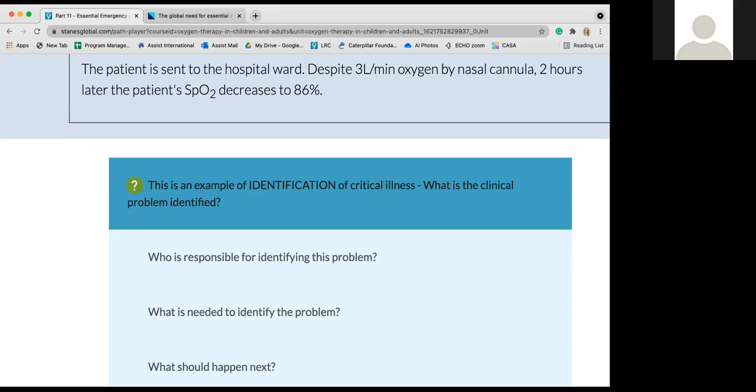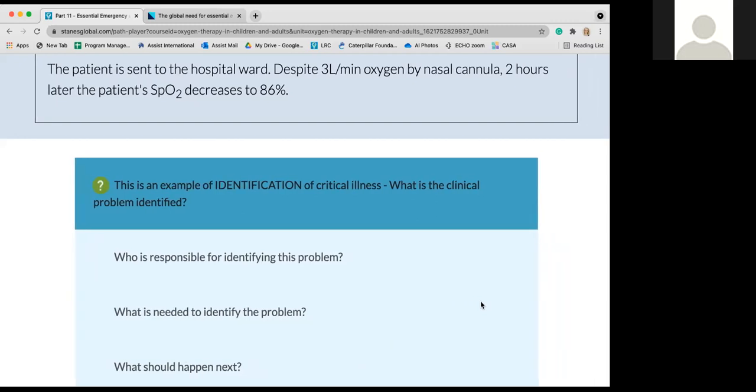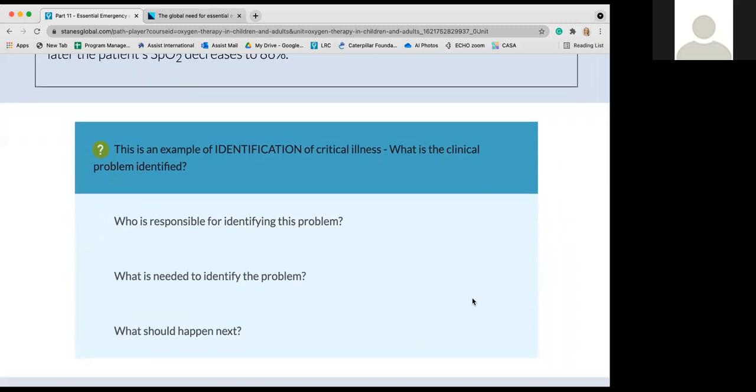So, and then this is just to save time. This patient has hypoxemia, and the nurse will be able to identify that, call for help, and then increase the amount of oxygen, and then initiate the diagnosis and the treatment as the next step. So yeah, let's continue.